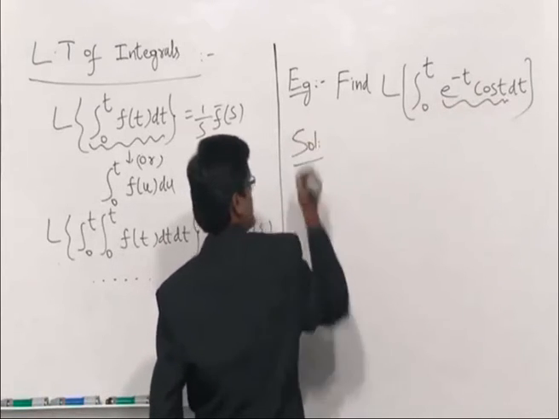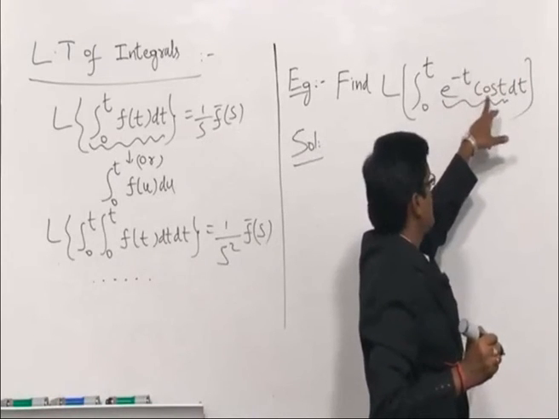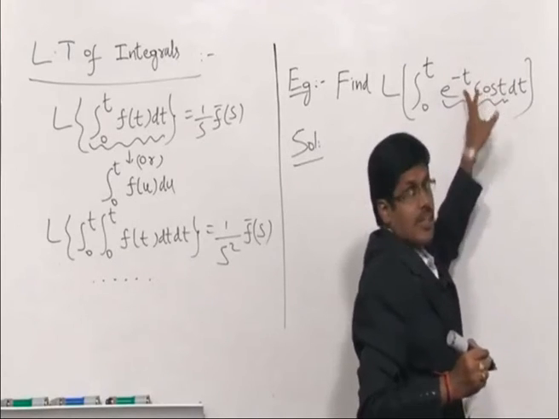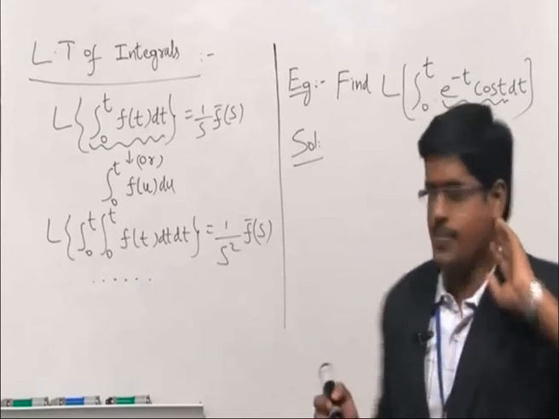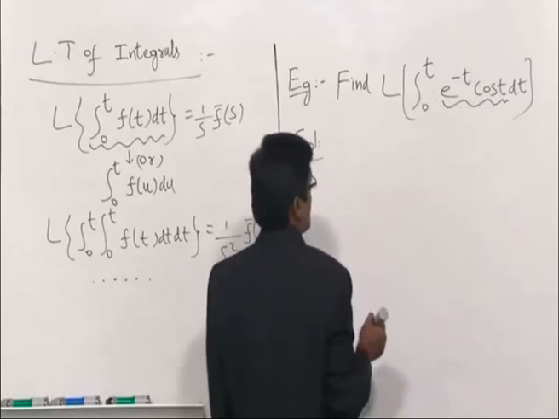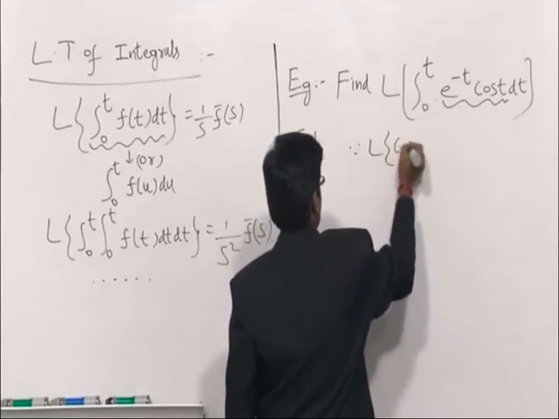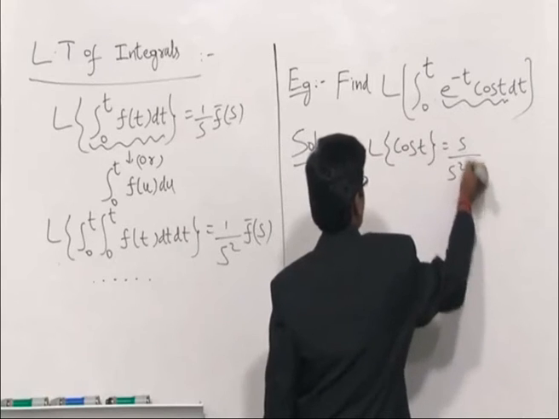Solution. Before finding the Laplace of this function, we first take cos t and find its Laplace and then apply the first shifting theorem. That means a problem containing not only one property but more than one property. So we start by taking the Laplace of cos t, since L of cos t is equal to s over s square plus 1. Don't say this is f bar s.